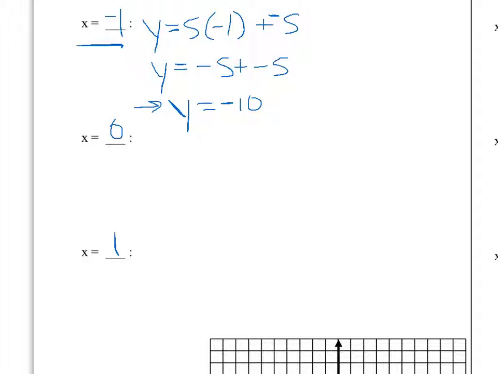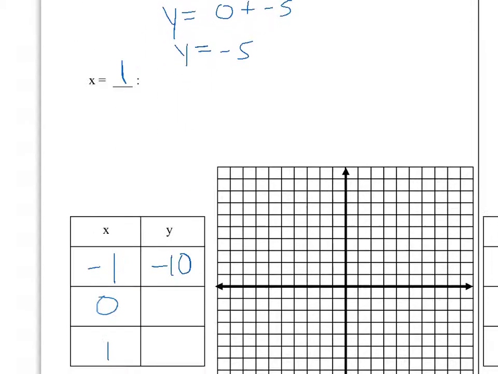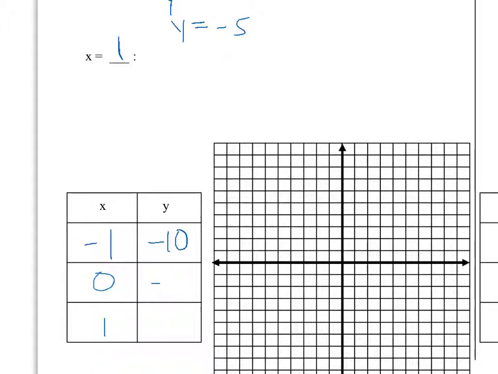So when x is 0, that makes my equation y is equal to 5 times 0 minus 5. I'll switch that to plus negative 5. 5 times 0 is 0. And so when x is 0, y is equal to negative 5. Put that down here in my chart. When x is 0, y is negative 5.